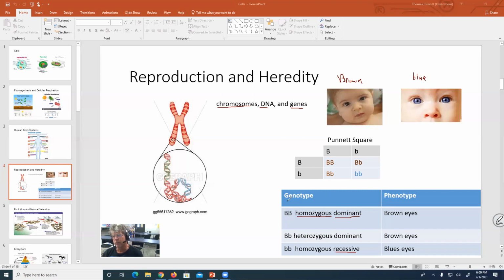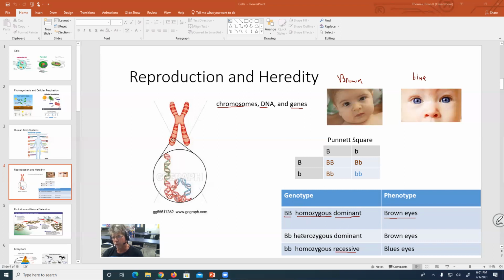If a person has a genotype here, like I said, you get one trait from your mom and one from your dad. So if your dad passed you a big B and your mom passed you a big B, you'd be considered homozygous dominant. Since there's a dominant trait present, you only have one choice. You're going to have brown eyes in that situation.